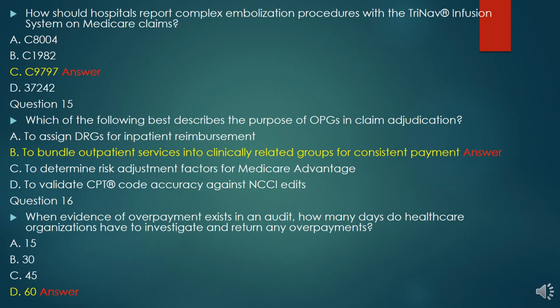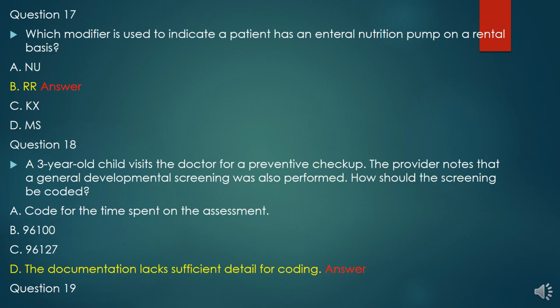Question 16. When evidence of overpayment exists in an audit, how many days do healthcare organizations have to investigate and return any overpayments? A. 15. B. 30. C. 45. D. 60.